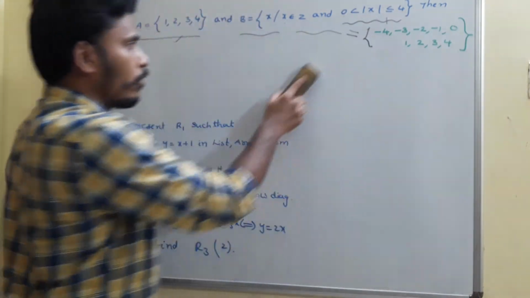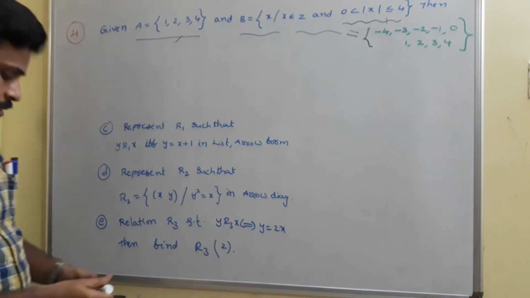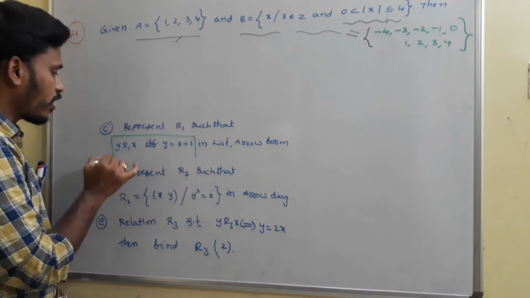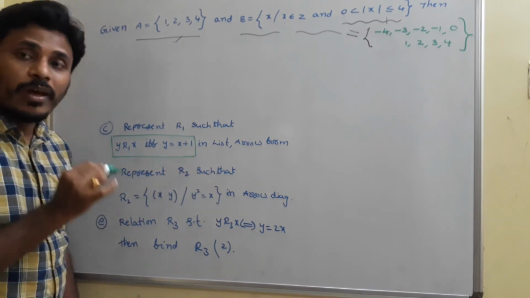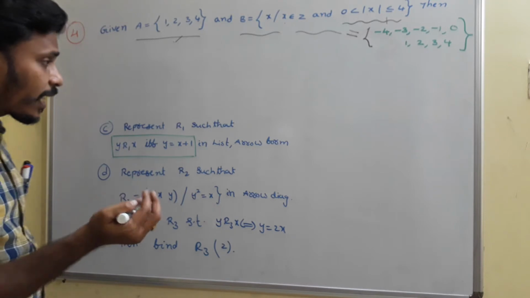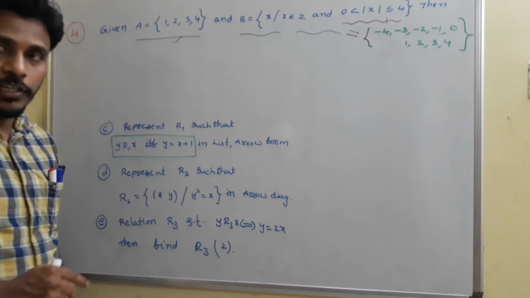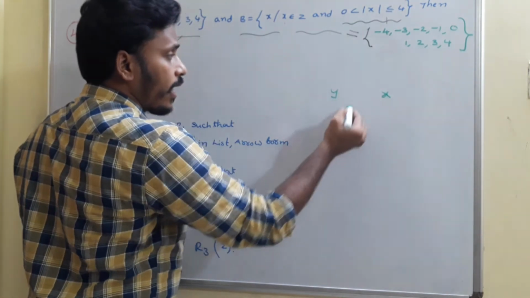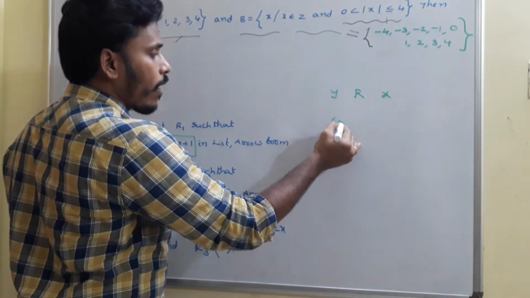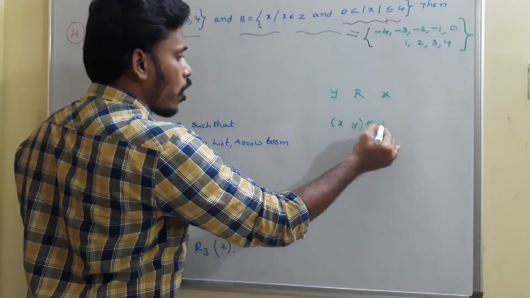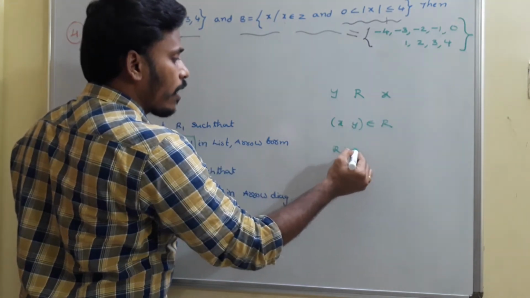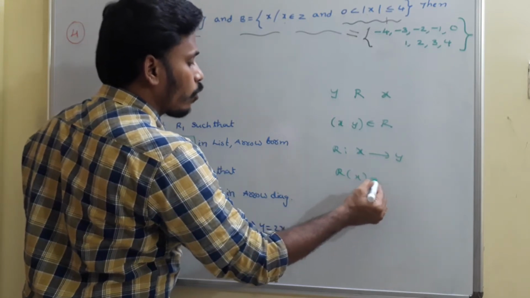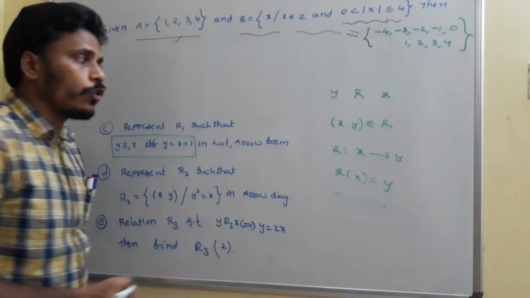Yeah, and now think about it. As we discussed in the last class, just look there. The notation y R1 x means R1 is the relation such that it connects x and y with this definition. If there is a relation between the elements y and x, we usually write y R x, or you may write (x,y) belongs to R, or we may write R is a relation from X to Y, or R of x is equal to y. So these types of notations we usually use.